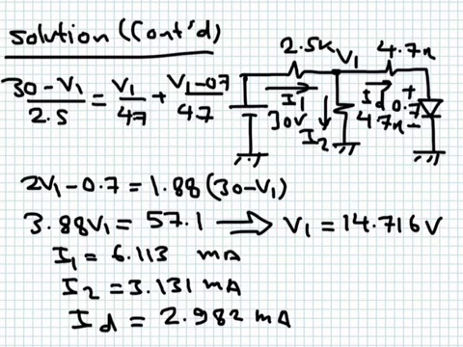Okay, so what is the current I1? Can I get I1? Yes, I1 is simply equal to 30 minus this voltage 14.716, divided by 2.5K. What is the current I2? I2 is equal to V1 divided by 4.7K, so it's equal to 14.716 divided by 4.7K, 3.131 milliampere. Can I get the current ID? Yes, ID is simply the difference between I1 and I2. So if you subtract this one from this one, you end up with ID equal to 2.982 milliampere.